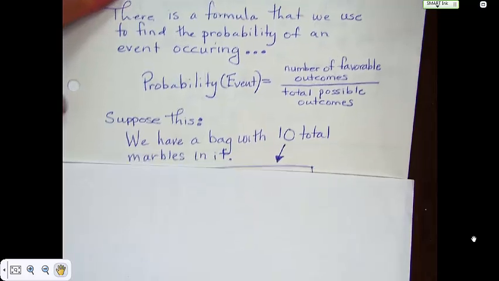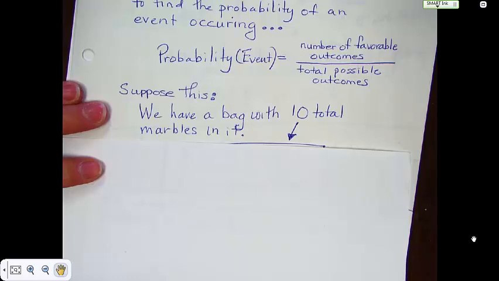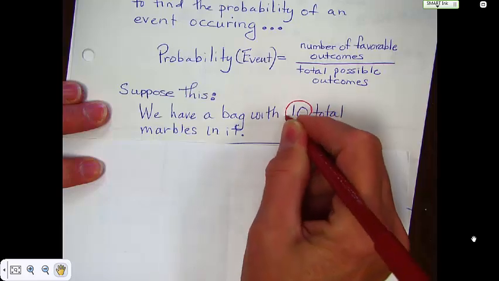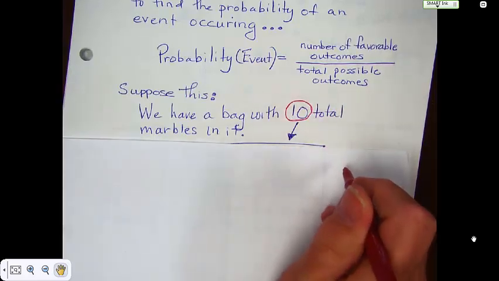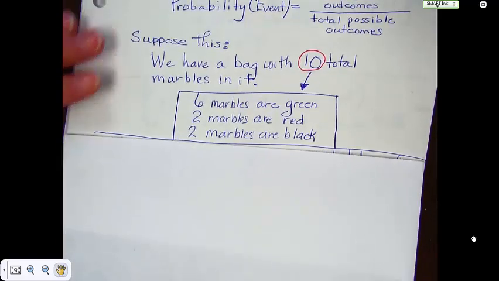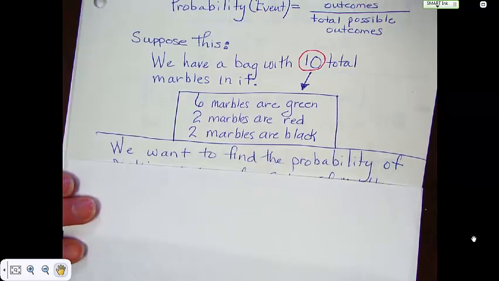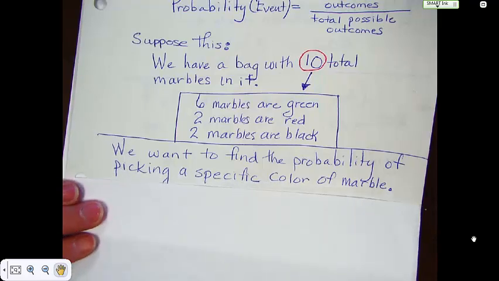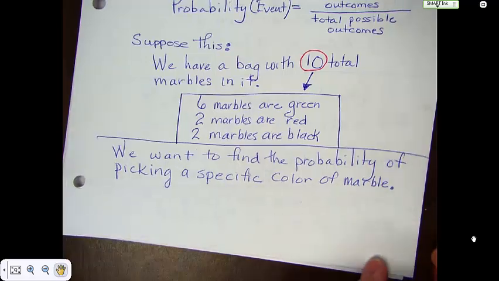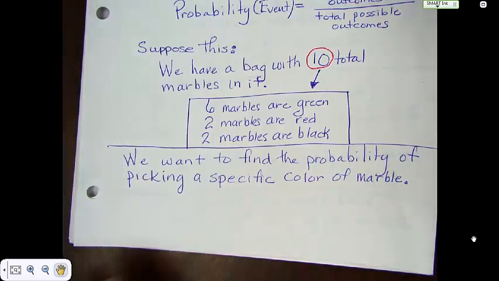Okay? So let's say we have a bag with 10 marbles. Now you really always got to pay attention to how many marbles are in the bag total, because that's going to be your bottom number, okay? Especially when you're dealing with simple probability. So you have 10 marbles in the bag, okay? There are 6 green ones, 2 red ones, and 2 black ones. We want to find the probability of picking a specific color of marble. Now this is a really pretty easy thing to do, and once you see it, you'll go, oh yeah, I understand that. I remember doing that.